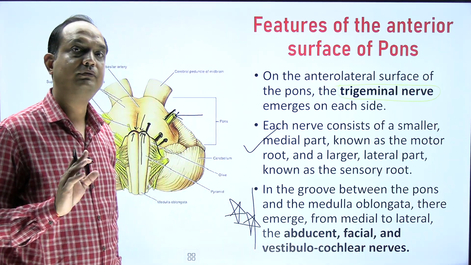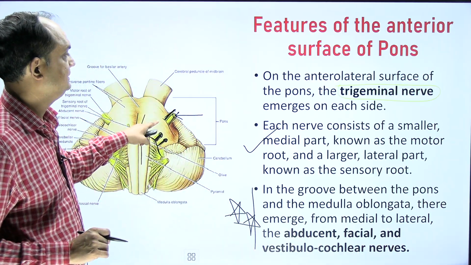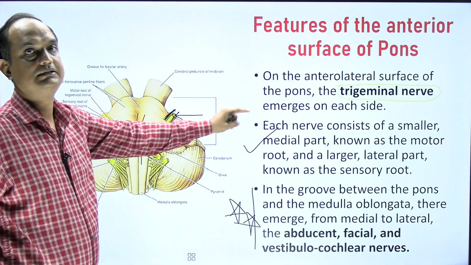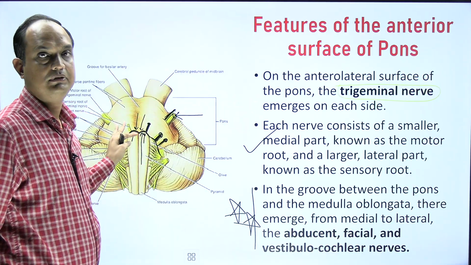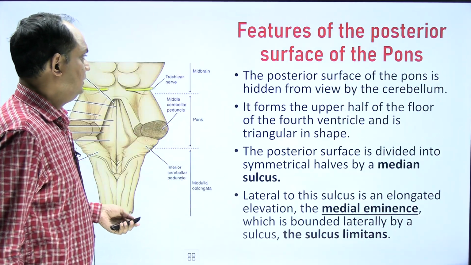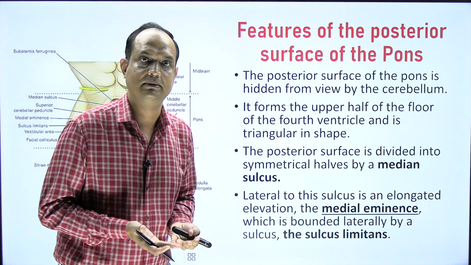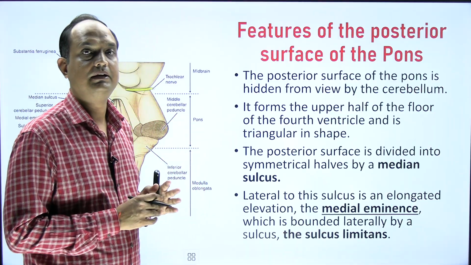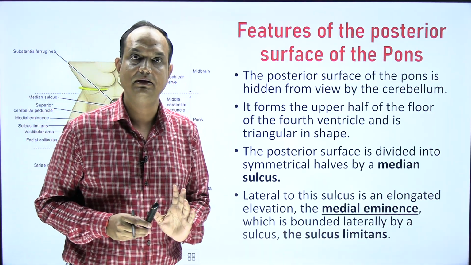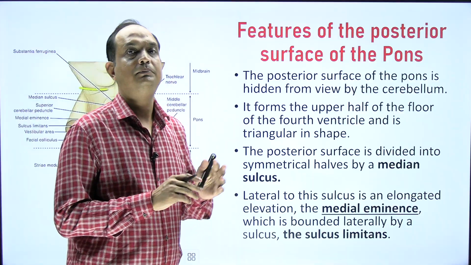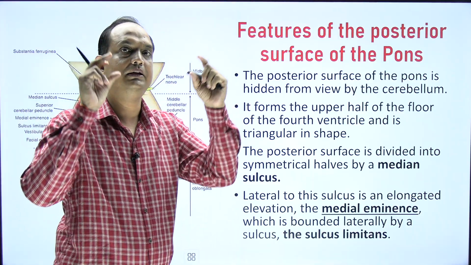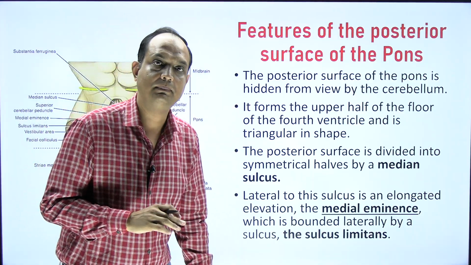Now what is the exit of the 5th cranial nerve? The answer is the anterior surface, or you can say the anterolateral surface, of the pons. Now let's look at the posterior part of the brainstem. On the posterior side of the brainstem, you know that we have the cerebellum, which is connected with the brainstem with the help of the superior, middle and inferior cerebellar peduncles.